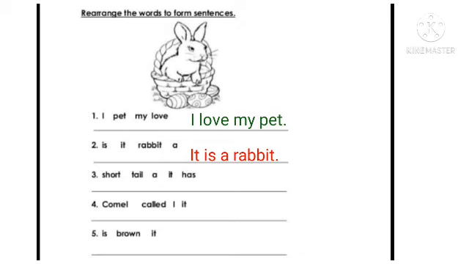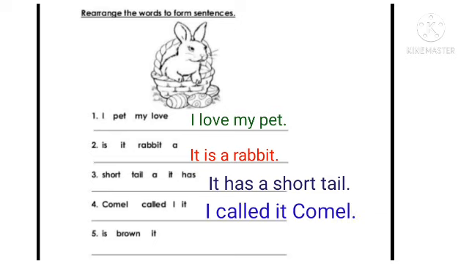Third one, they are given the words short, tail, A, it, has. How to make it a sentence? Yes, it has a short tail. Fourth one, Komal, called, I, it. Yes, we can write it like this: I called it Komal.